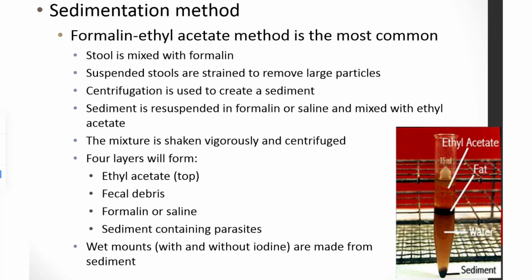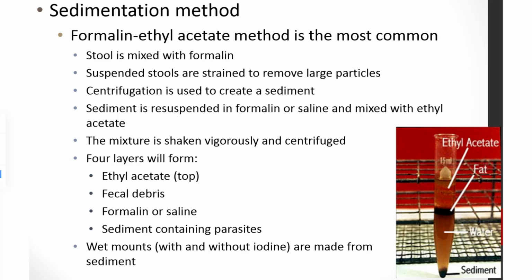The formalin ethyl acetate method is the most common. Stool is mixed with formalin. Suspended stool is strained to remove large particles, usually with just some gauze. Centrifugation is used to create a sediment. The sediment is resuspended in formalin or saline and mixed with ethyl acetate. The mixture is shaken vigorously and centrifuged, and 4 layers form: the ethyl acetate layer, fecal debris, formalin or saline, and then the sediment containing the parasites.